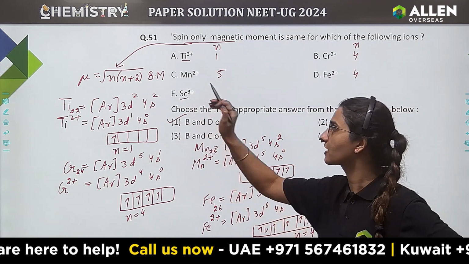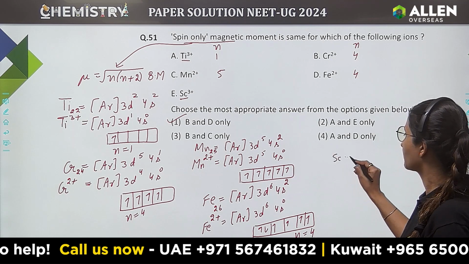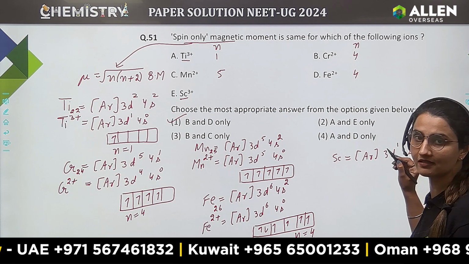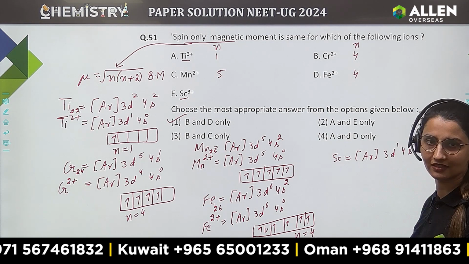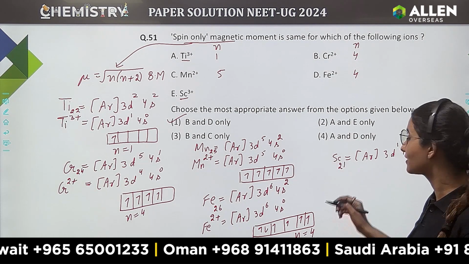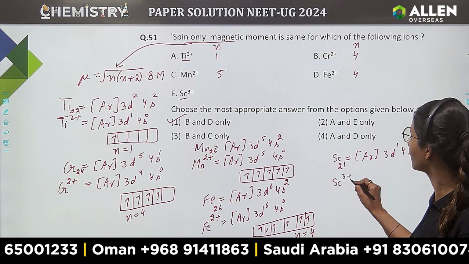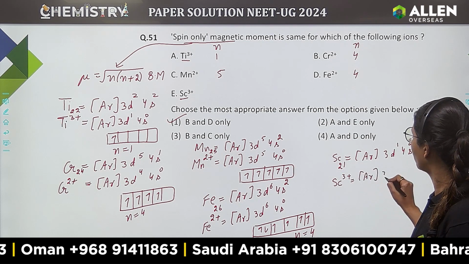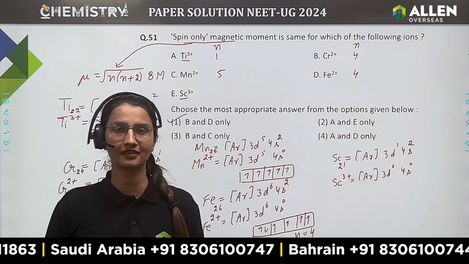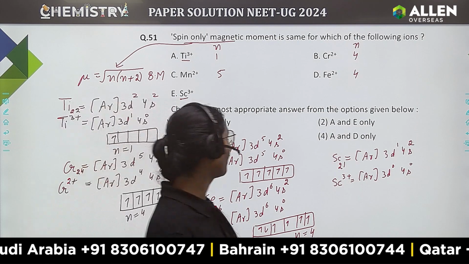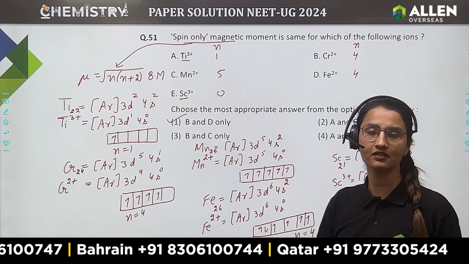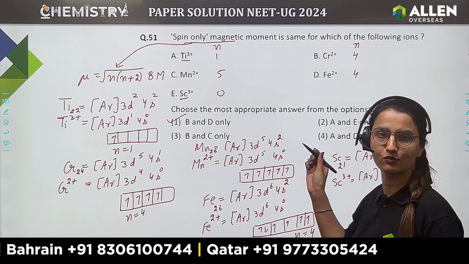If still we want to check for Sc, let's quickly check. Students, for Sc it is argon 3d1 4s2, yes, because the atomic number is 21. So students, the configuration of scandium plus 3 would be argon 3d0 4s0. No unpaired electron. This is diamagnetic. How many unpaired electrons does it have? 0. So we got our answer. It is B and D, right? Okay, let's move to the next question.